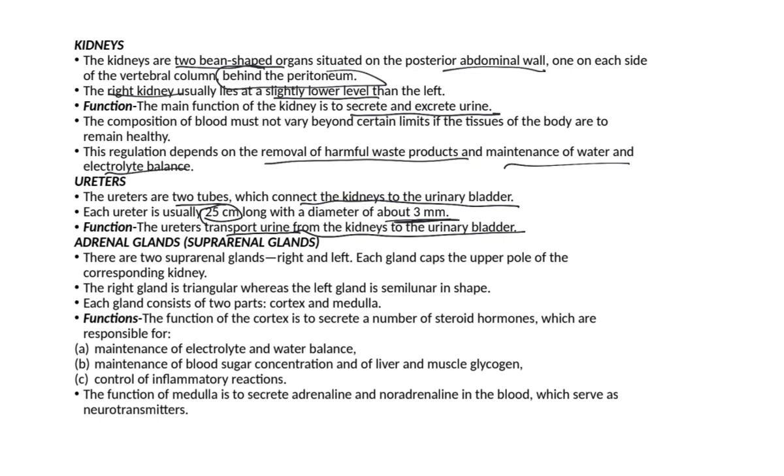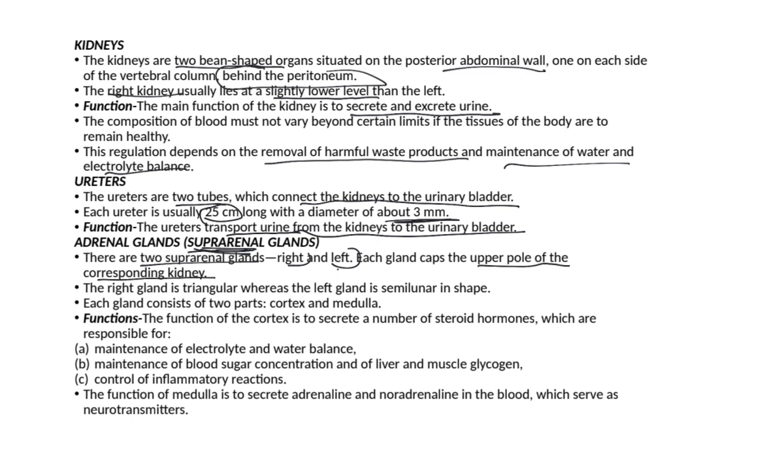Next gland is adrenal glands or suprarenal glands. Suprarenal, so from the name itself we can understand its location. It is present above the kidneys. Suprarenal means above the kidneys. There are two suprarenal glands, right and left. Each gland caps the upper pole of the corresponding kidney.